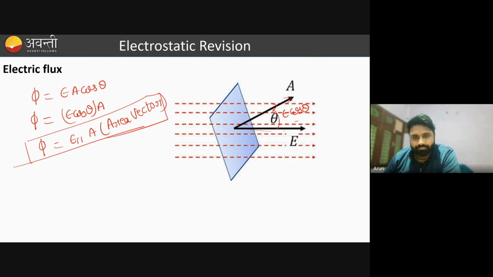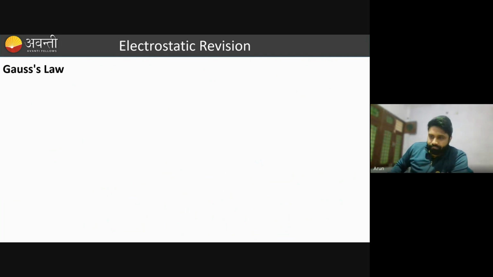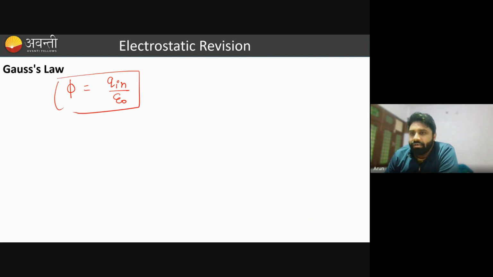Got it? Now, Gauss law. Gauss law gives the direct calculation of the electric field intensity and also the flux you can calculate by it. So Gauss law says that the flux by a closed surface is given by the charge enclosed by that surface divided by epsilon naught. This is the Gauss law.